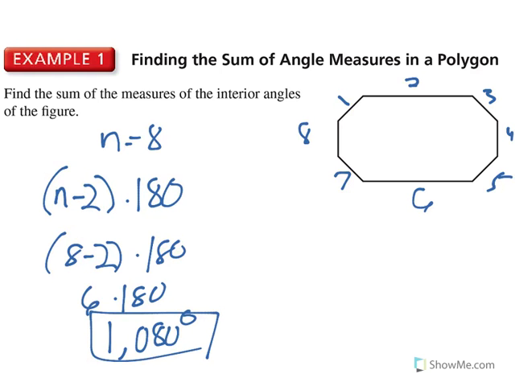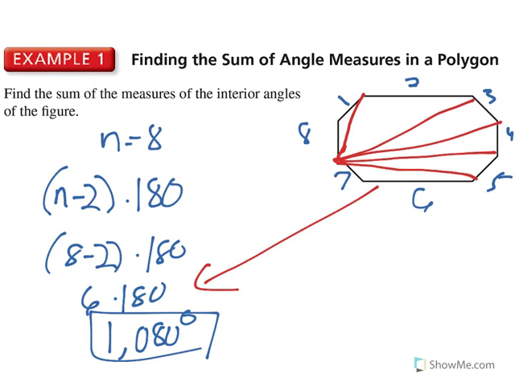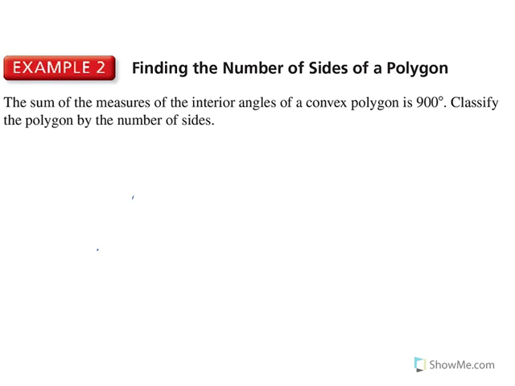Like I said, you can also split this up into triangles. So if I start at one vertex and just keep connecting it to all the other ones, I can split it up into triangles. And so here you can see I would have 1, 2, 3, 4, 5, 6 triangles, which essentially leads me into this step where I have 6 times 180 degrees, since each of those triangles has 180 degrees. It would get me the same answer.